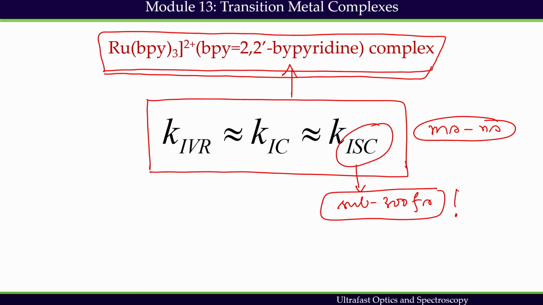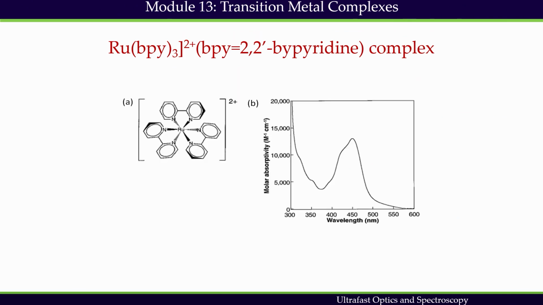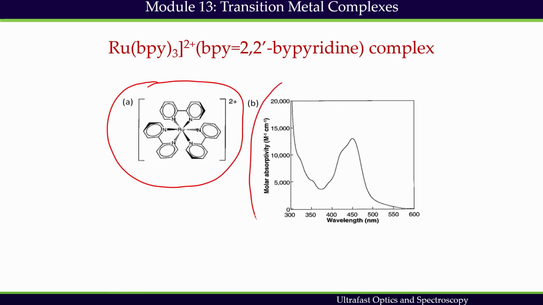Therefore, it can be anticipated that triplet excited states have an important role in the photochemistry of this transition metal complex and many other transition metal complexes. This is the structure of the ruthenium complex which has been studied, and this is the UV visible absorption spectrum of that complex.